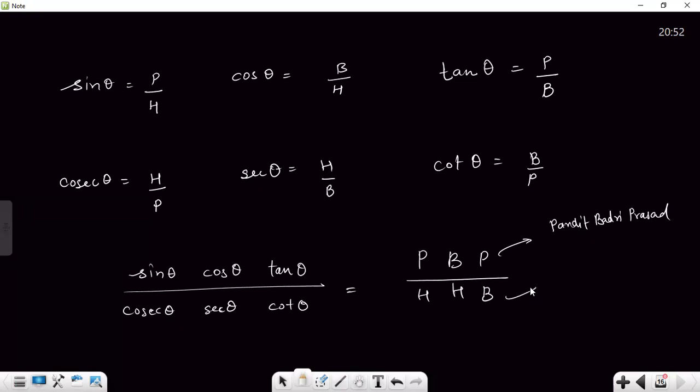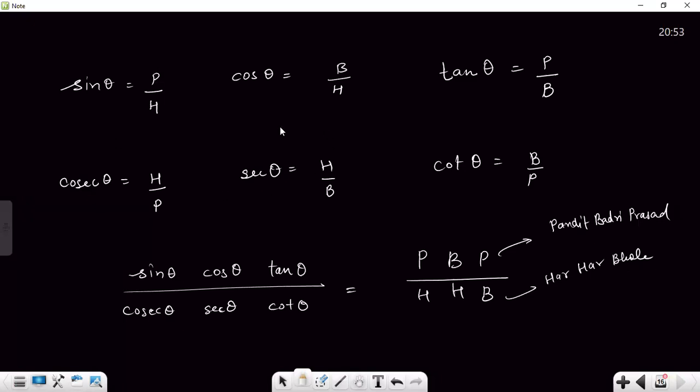Acronym. Har har bole. These are some acronyms for you to learn. PB, HHB, and on the other side, sin theta, cos theta, tan theta, their multiple inverses on the respective denominator places: cosec theta, sec theta, and cot theta. Is that clear? Yes, sir.